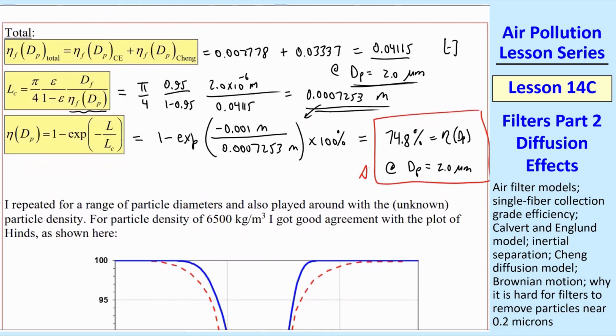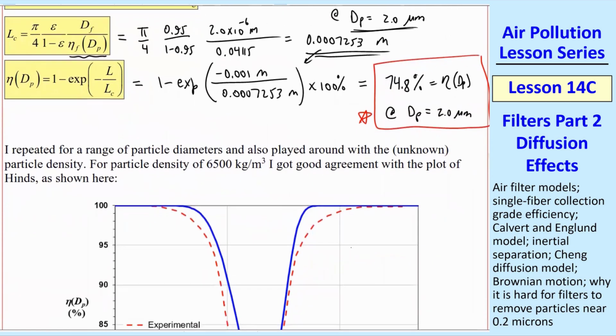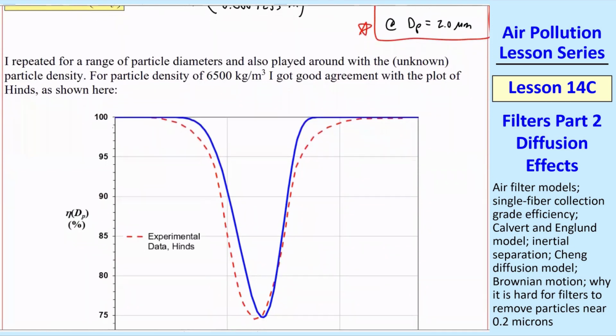So as I always say, put all this in software, make sure you can get my answer for this example problem, and then you should be good for the quiz. And you know by now my pattern has been for the quiz, you have one set of variables and one particular particle diameter. In the homework, you'll have to plot for a range of particle diameters. I did the same thing, and I repeated this for a range of particle diameters. And as I mentioned before, I played with some different densities, and 6500 gave me pretty good agreement.